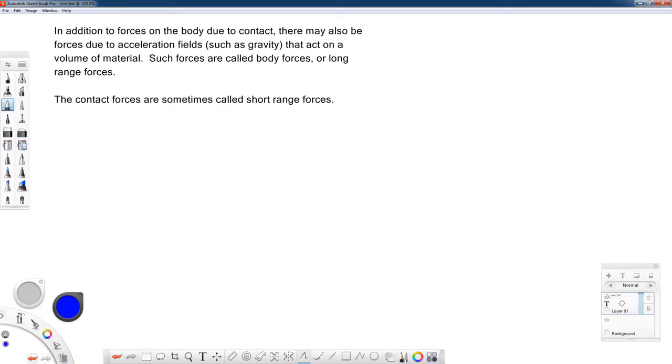Now, in addition to these forces that are acting on our body directly, we can also have acceleration fields, or long-range forces, that act on the body.